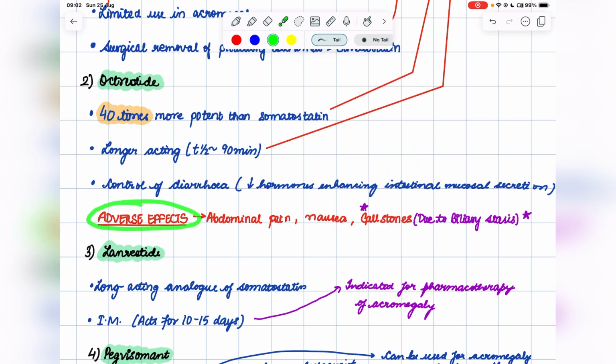Now what can be the adverse effects? As they are affecting the GI system, we know there will be abdominal pain, dyspepsia, nausea, vomiting. One important thing: as we know, somatostatin was causing constriction of hepatic and splanchnic vessels, so with octreotide there can be constriction of the bile duct. Sometimes there can be biliary stasis, and when the bile is standing in one position, there is often formation of gallstones. This is a bigger risk and a major adverse effect that you need to keep in mind: there can be gallstones due to octreotide, right?